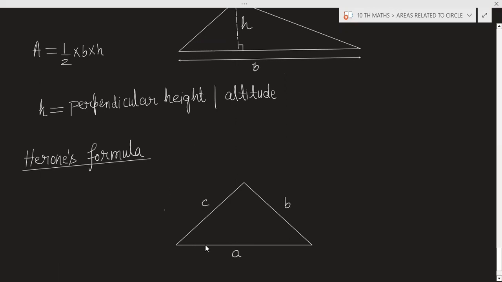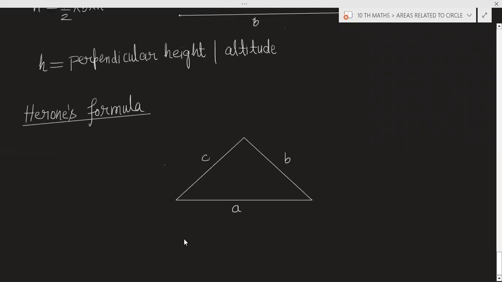Means the length of this side of the triangle is A, the length of this side is B, the length of this side is C. Area of triangle is given by, before that, what will be the perimeter of the triangle? Perimeter means the peripheral length of this triangle, means A plus B plus C is the perimeter of the triangle.